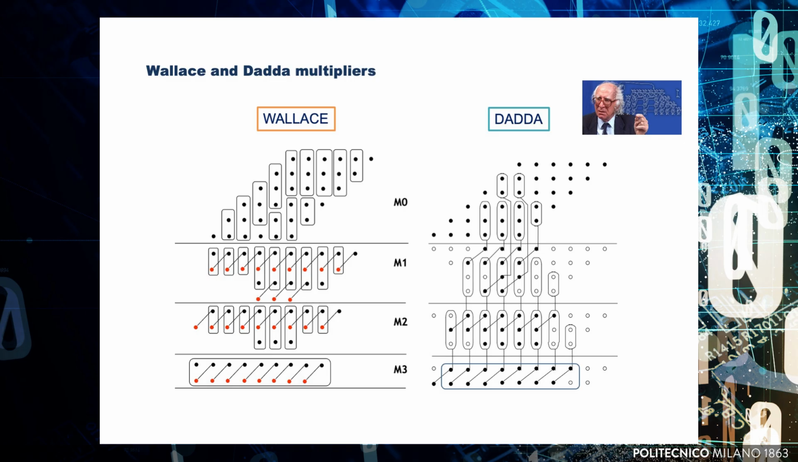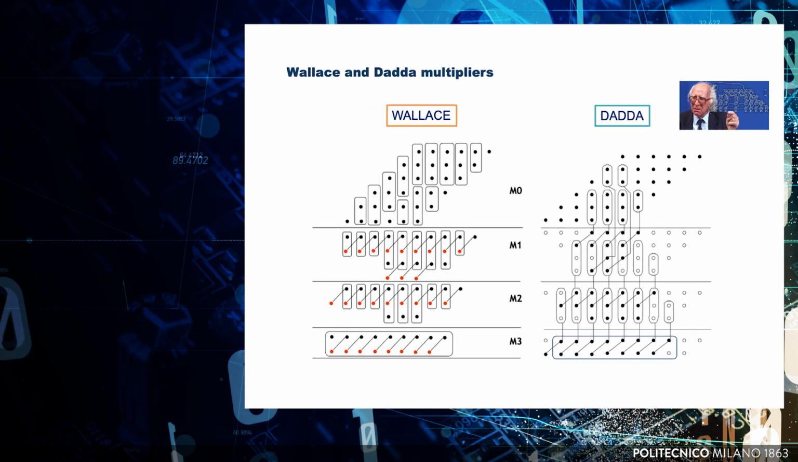On the right, we can see the implementation of the Dada multiplier, which improves upon the Wallace solution in terms of the number of counters used. The key insight introduced by Dada is to perform counting only when necessary, that is, to use counters only when avoiding them would result in increased latency, and thus additional stages of the multiplier.